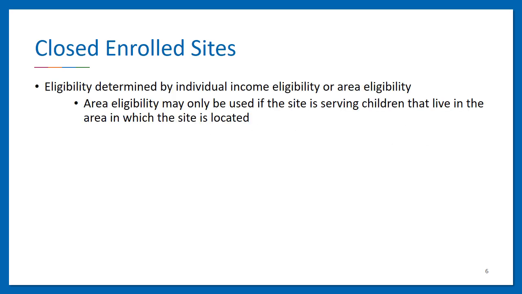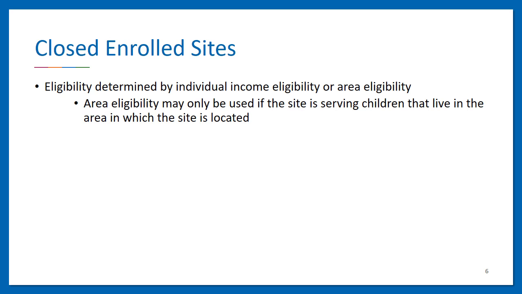Closed enrolled sites must establish eligibility through the individual income eligibility of the children attending the site or through area eligibility. To establish eligibility based on the income of individual children, sites must collect income eligibility forms. At least 50% of the enrolled children at the site must be eligible for free or reduced price meals.